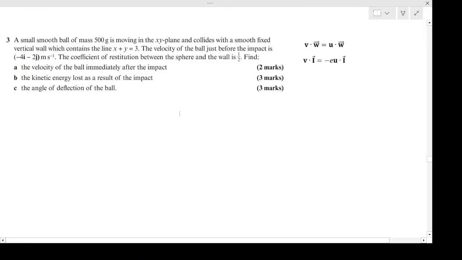Cool. Okay, so we've got this question here then. So here we're told a small smooth ball of mass 500 grams moving in the xy plane collides with a vertical wall which contains the line x plus y is 3. The velocity of the ball beforehand is -4i -2j. Coefficient of restitution is 1/2. We need to find the velocity afterwards. Okay, so again, if I label my information, u is (-4, -2). Hopefully happy with that, right? Now, what we're told is really funky.